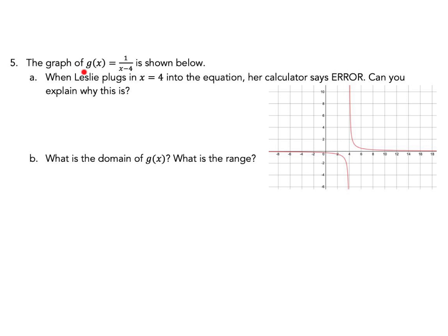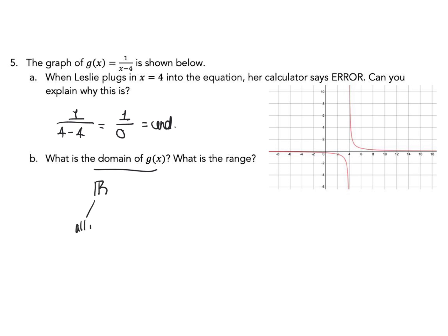All right, the graph of g of x is 1 over x minus 4. And it's shown right here. And this person plugs in x equals 4 into the graph. And the calculator says error. Why is this? Well, let's plug it in and see. So we get 1 over 4 minus 4, which is 1 over 0. And that's undefined. So when we look at the domain of g of x will be all real numbers.